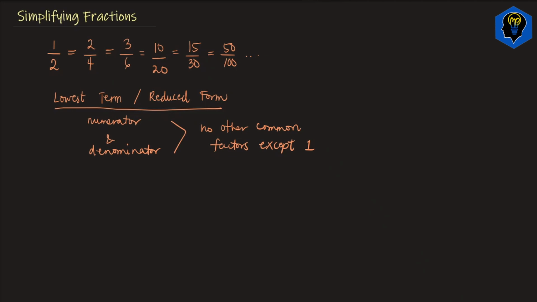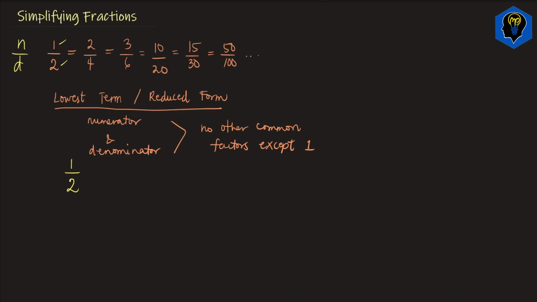Okay. So, kung titingnan natin dito, tingnan natin lahat ng equivalent fractions sa 1/2, and let's try to check which one is in the lowest term or reduced form of the fraction. 1 and 2, so this is the numerator. This is the denominator. Numerator is 1. Denominator is 2. So, do they have other common factors except for 1? Wala. So, 1/2 is already the reduced form or the lowest term of the fraction.